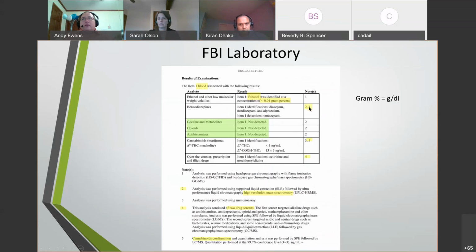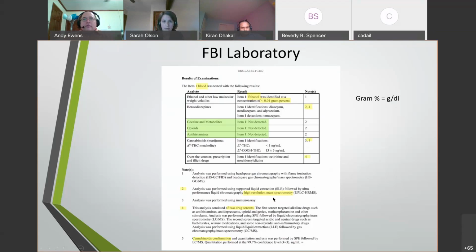And then they've got these little footnotes, so you then have to come down and kind of help interpret what they're telling you with their footnotes. So here, cocaine, opiates, amphetamines were not detected. That's easy to see. Benzodiazepines, they identified diazepam, nordiazepam, alprazolam, and temazepam. All right, some of these get a little weird. So then you have to go down to notes 2 and 4.